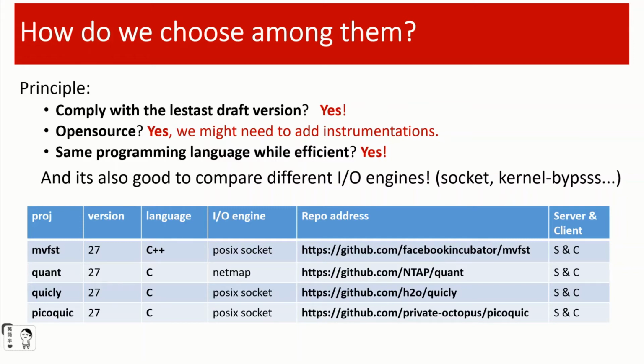So based on those principles, we chose 4 different QUIC implementations, which are mvfst from Facebook, Quant from NetApp, Quicly from Fastly, and also PQUIC. Those 4 QUIC implementations are compliant with the latest QUIC draft version, and they are based on C or C++. And they are all open source, which allows us to add some instrumentations inside the code.